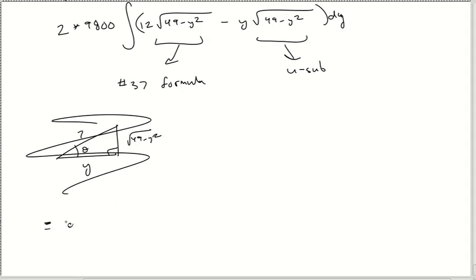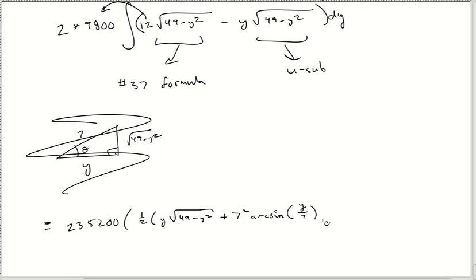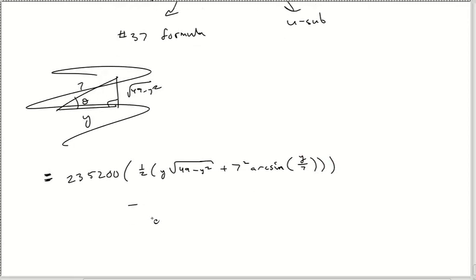Here we go. And what I did here in this particular case is I took the 12 out as well. That's why I get a big number here. So, you ready? 235,200 times 1/2 times y square root of 49 minus the y squared plus the 7 squared, arcsine of y over 7, close, close, close, minus, so all this stuff here, minus the 19,600 times, and I did the u substitution and stuff. I'm not going to go through every single piece there.